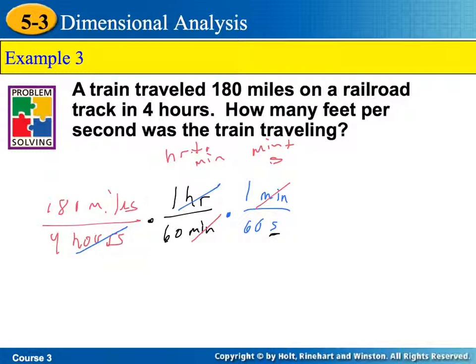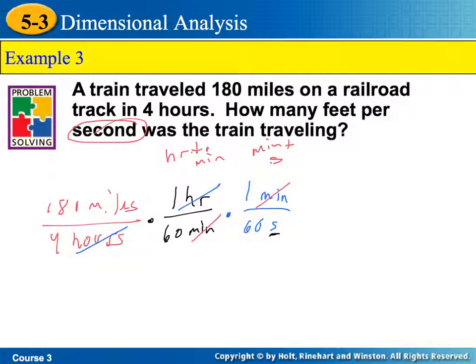And that's exactly what I want, per second. Right now, I got rid of all of my units of time except for seconds because they have a common label. There's a numerator and there's a denominator, just like when we multiply fractions. If they have a common label, I can cross them off.